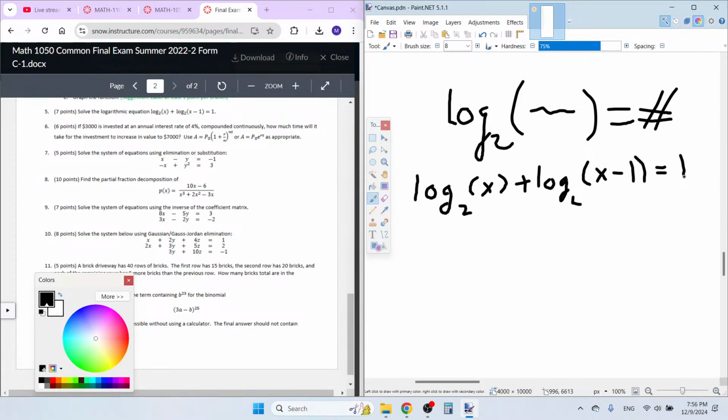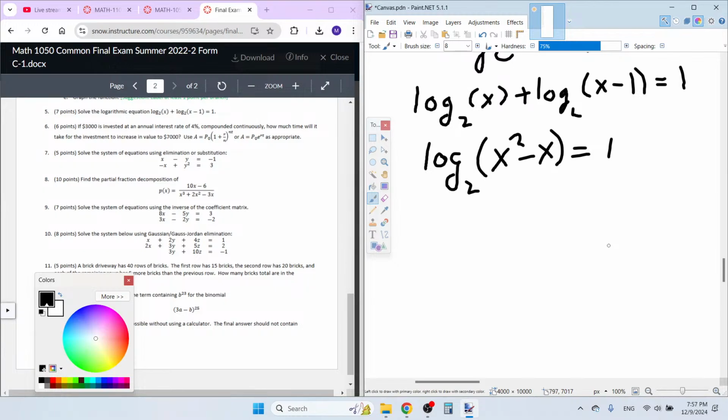Okay, so we have this log base 2 of x plus log base 2 of x minus 1 equals 1. Since the logs are the same base, we can combine by multiplying the arguments. That gives us log base 2 of x times x minus 1, which is x squared minus x, equals 1. We can cancel these by going 2 to the log base 2 equals 2 to the 1. That means those cancel. I get x squared minus x equals 2 to the 1, which is 2.